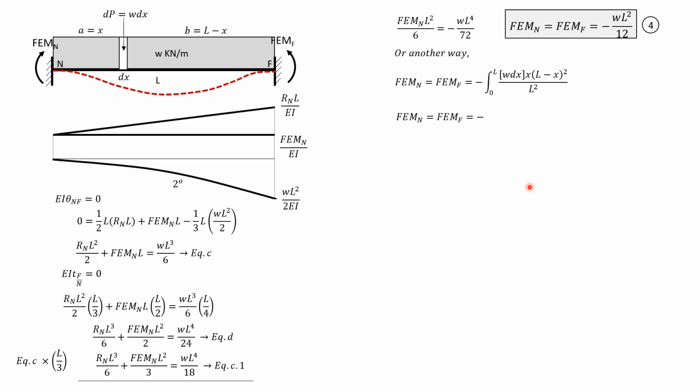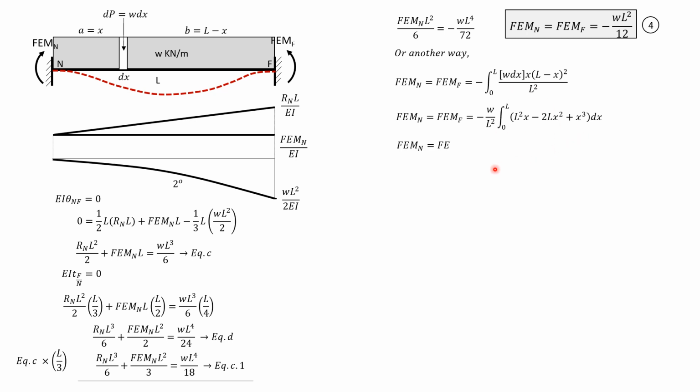So fixed moment near equals fixed moment far equals negative W 0 to L over L square. Then we have L square, then times x, so L square x. The middle term is negative 2Lx times x, so negative 2Lx square. The last term is positive x square times x, so x cubed.